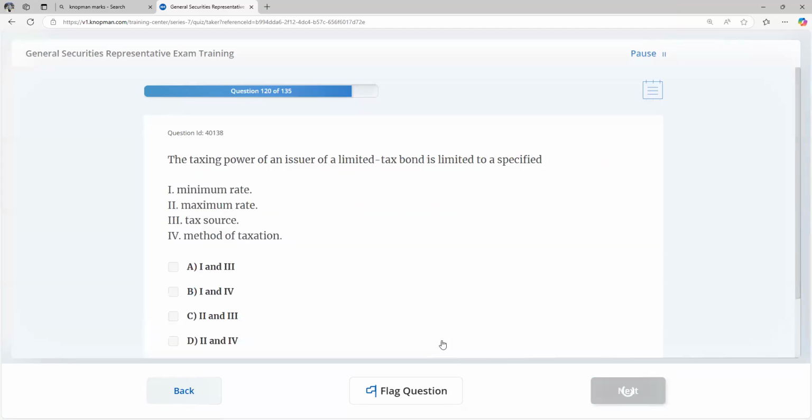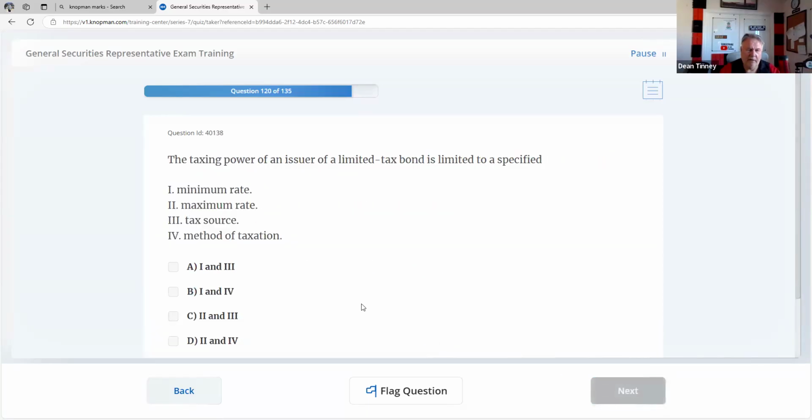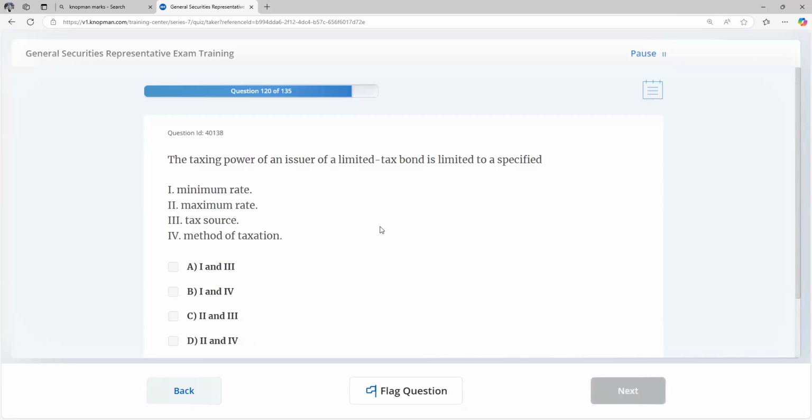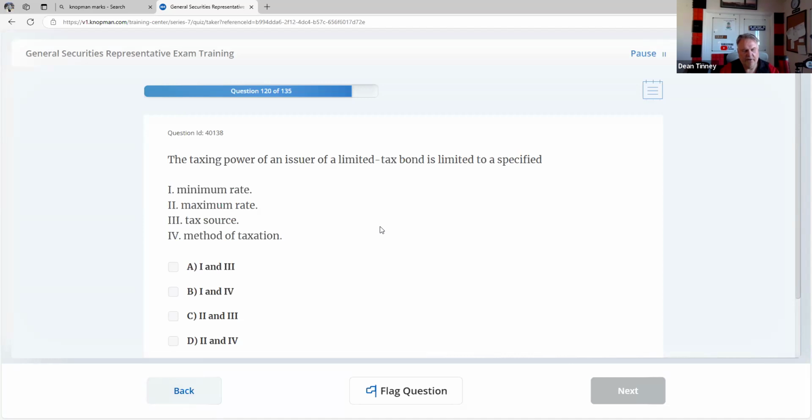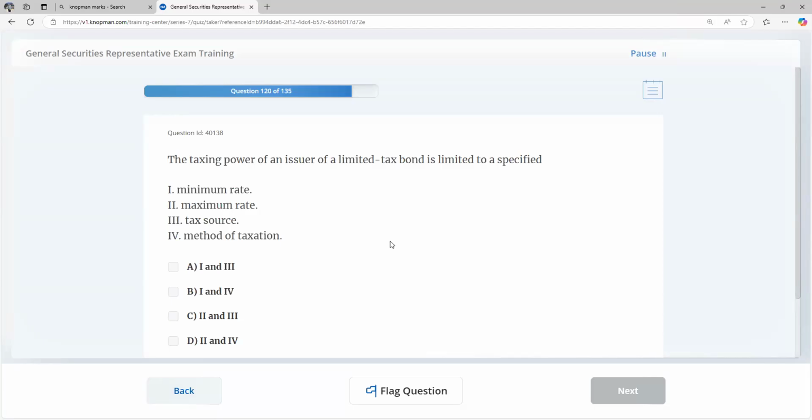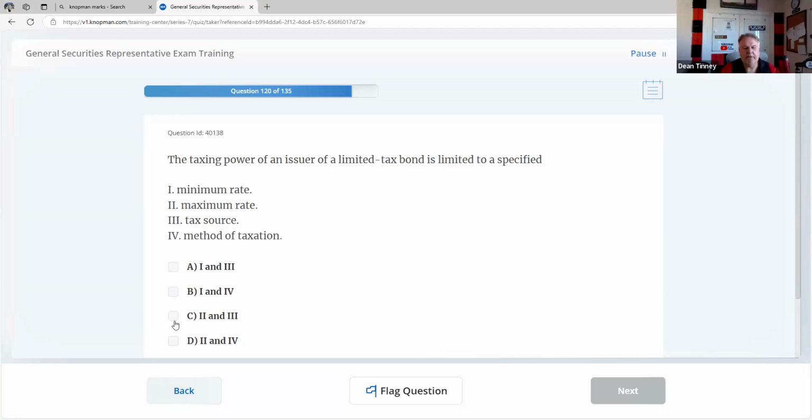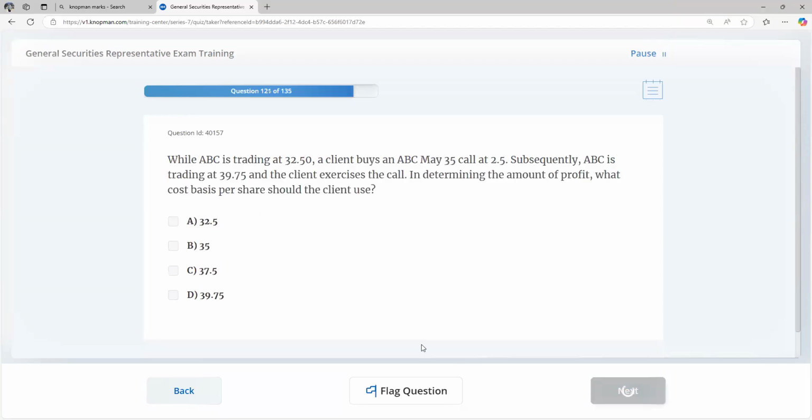The taxing power of an issuer of a limited tax bond is limited to a specified... Okay, hold on. The taxing power of a limited tax bond, that's going to be the maximum rate. Yeah, I'm with you. Two. So now we've got to pick another one to go with two: 2 and 3, or 2 and 4. Tax source. I kind of like tax source. I'm with you. I think that's the right answer, 2 and 3. Okay.